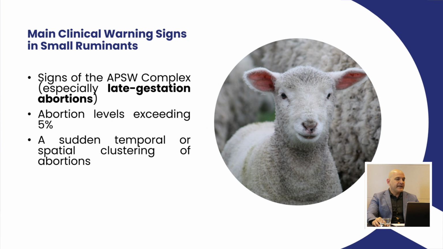To sum up, in the event of clinical signs of the APSW complex, and especially late gestation abortions, Q fever should always be suspected. Moreover, it is generally accepted that in healthy flocks, the baseline of visible abortions typically is below 2%, so an abortion rate exceeding 2% is indicative of an endemic disease present, requiring close monitoring. However, abortion levels exceeding 5%, or a sudden temporal or spatial clustering of abortions, such as, for example, multiple events concentrated within a 1 to 2 week window or localized to a specific birthing pen, requires an immediate diagnostic investigation for Q fever in your differential diagnosis.